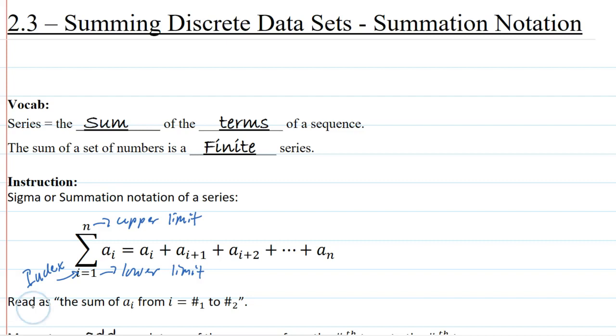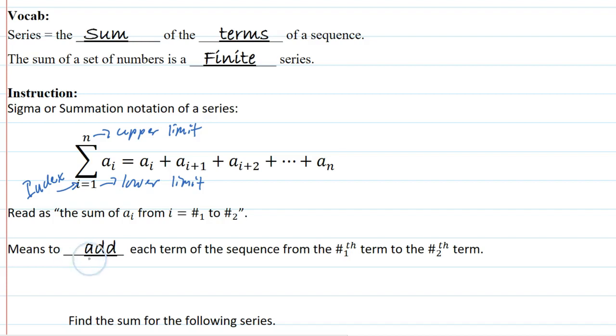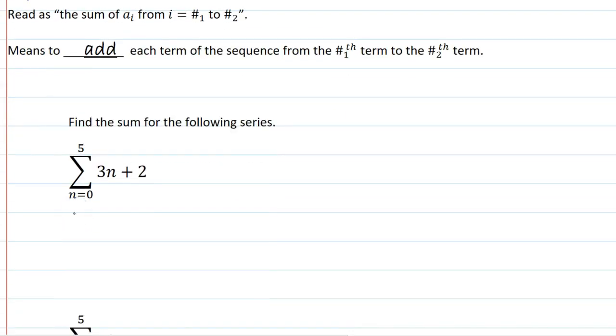As it's written here, you would read it as the sum of a to the I from I equals 1 to n. Normally there'll be numbers. So normally you'd say from 1 to 5, or whatever that number is. What a summation is telling you to do is to add each term of the sequence from the first term, the lower limit, to the upper limit. So we'll add the first one plus one more all the way down. Some examples will make it pretty clear.